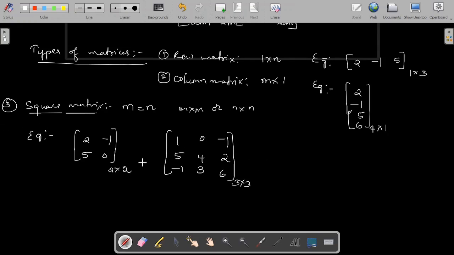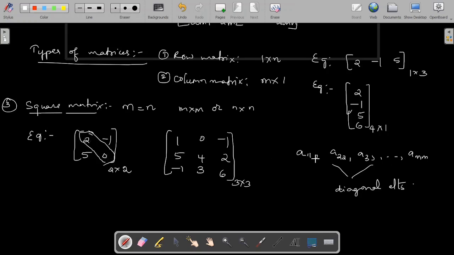Now, any square matrix has diagonal elements, or principal diagonal, or main diagonal. The elements of the form A11, A22, A33, so on up to Amm, if it is of order m, are called diagonal elements or principal diagonal elements. Only a square matrix has these diagonal entries. Now, in this case, these elements 2, 0 are diagonal elements.